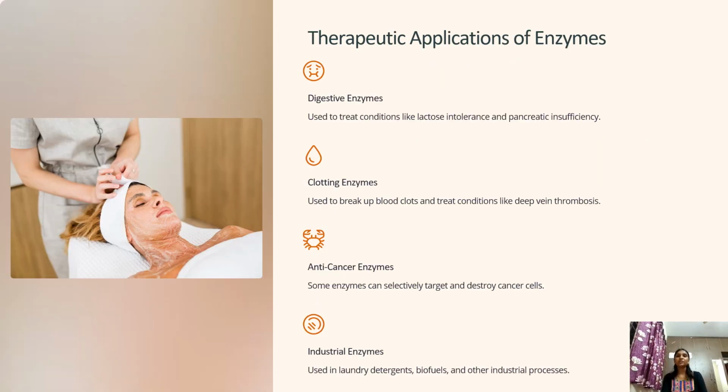Now let us understand some therapeutic applications of the enzymes. Digestive enzymes are used to treat conditions like lactose intolerance and pancreatic insufficiency. Clotting enzymes are used to break up blood clots and treat conditions like deep vein thrombosis. Anti-cancer enzymes: some enzymes can selectively target and destroy cancer cells. Industrial enzymes are used in laundry detergents and biofuels and other industrial processes.